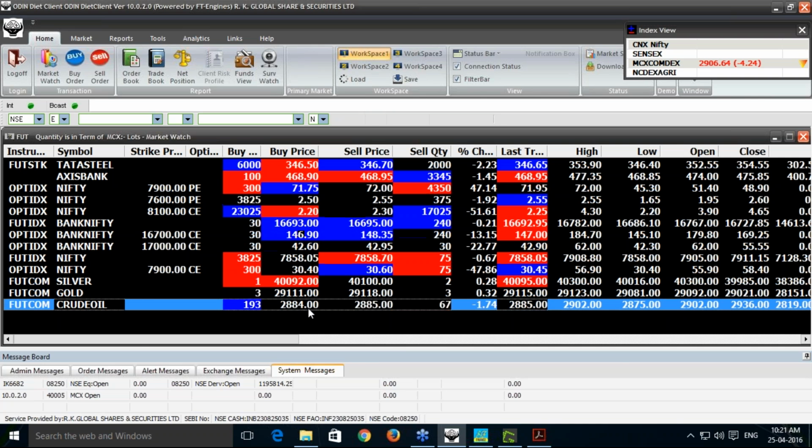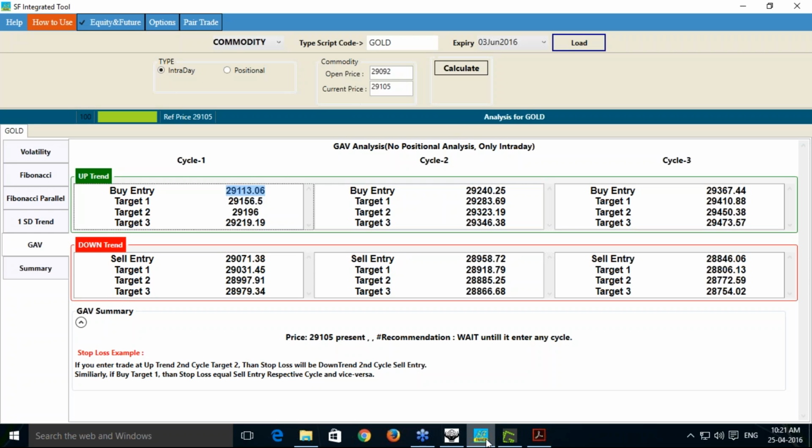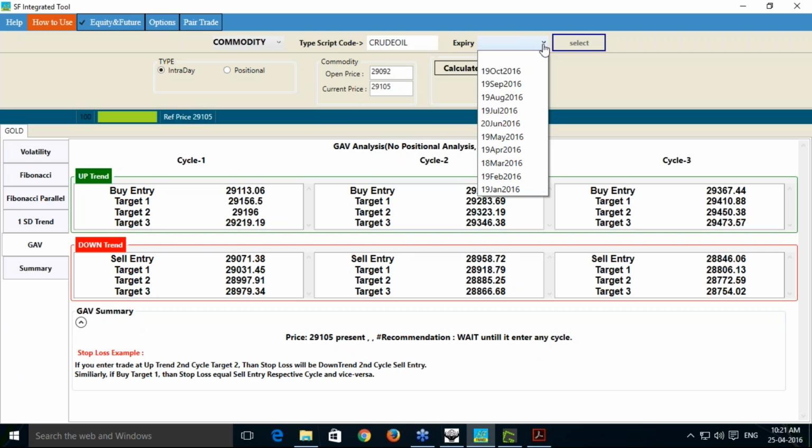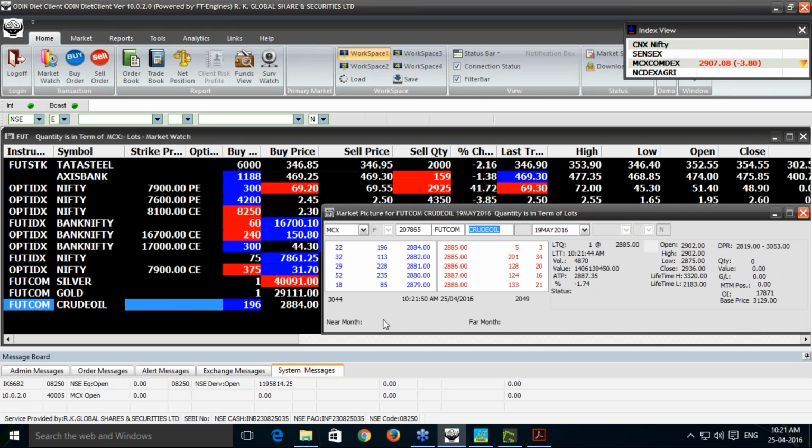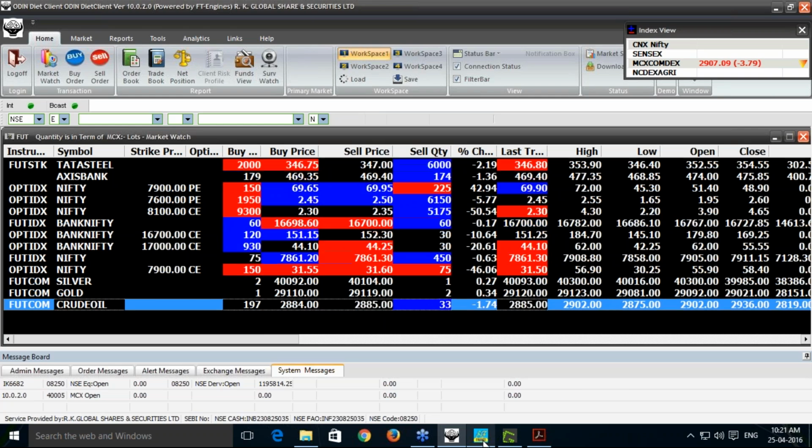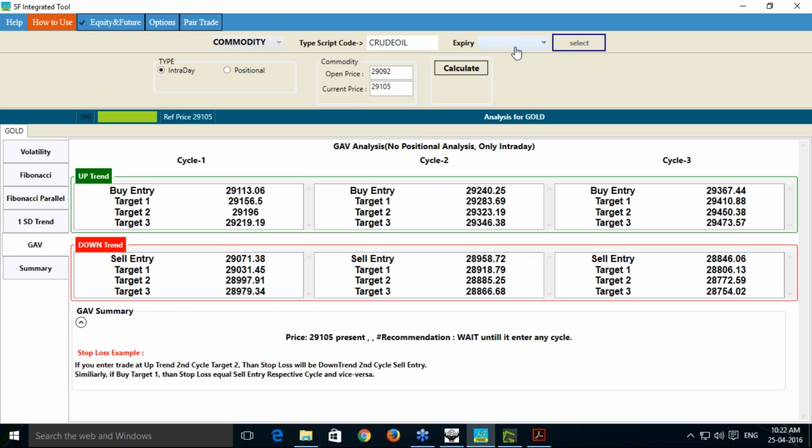Look into the crude oil part. So crude oil also we can see. This is for gold, two analyses I have done. For crude oil also we have to see which contract it is. This is for the 19th May contract, so these are the crude oil things.